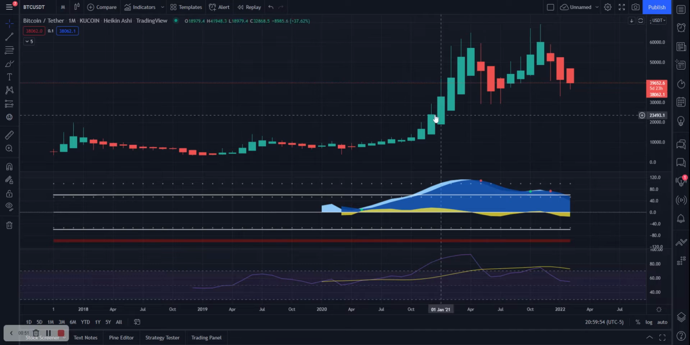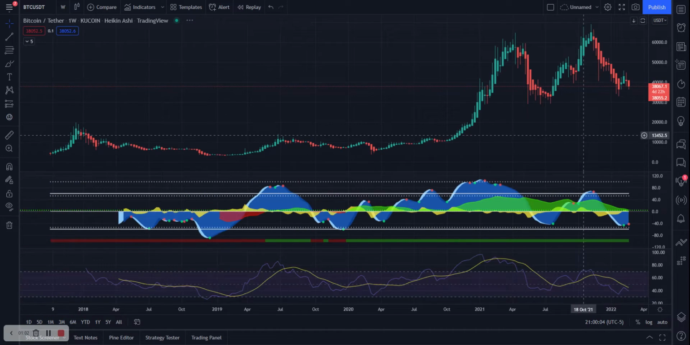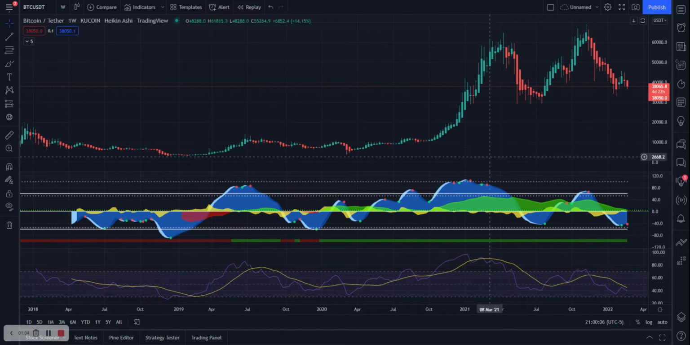Now this is the monthly time frame. Just nice to see a general overlay of where we have been and where we could be going. So we'll drop right into the weekly. And here we go, a little bit more specific to the weeks that have been going by.